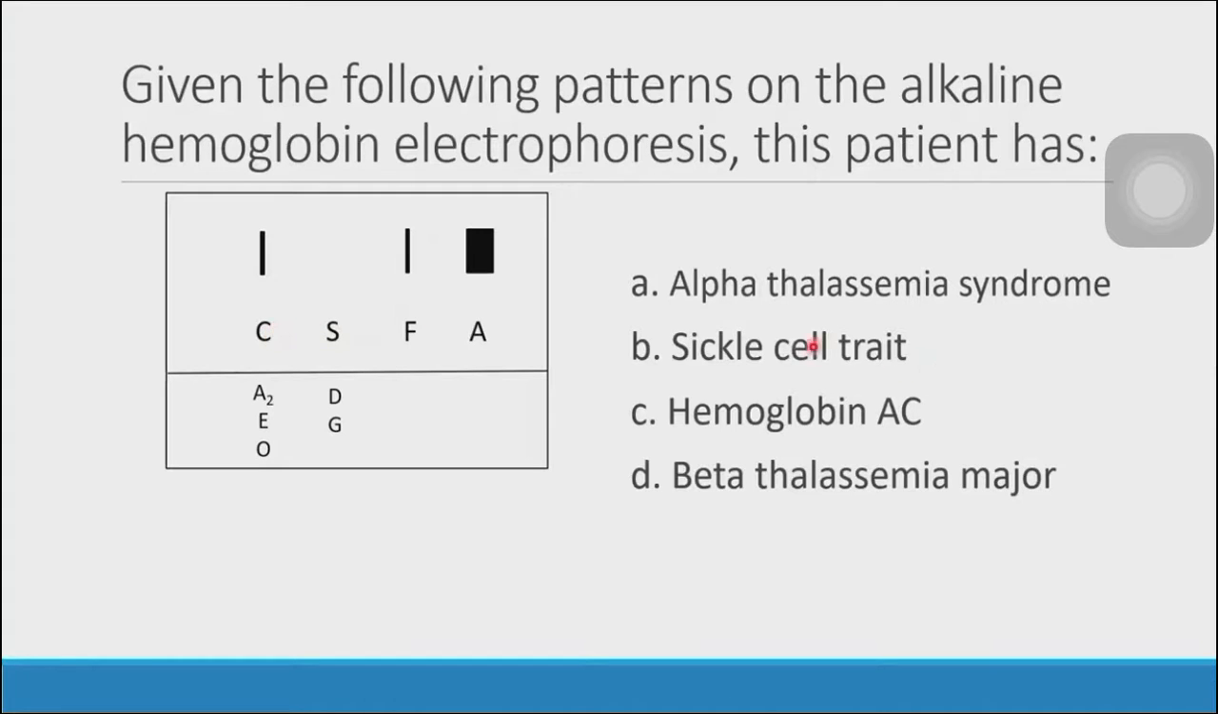Okay, so the choices are alpha thalassemia syndrome, sickle cell trait, hemoglobin AC, beta thalassemia major. Just from the choices itself, pwede mo na agad ma-eliminate si alpha thalassemia and beta thalassemia major. So ano ba yung mga major, clinically significant alpha thalassemia syndrome? We have yung HbH disease and HB-Bart. Both of which affect, of course, the alpha globin production.